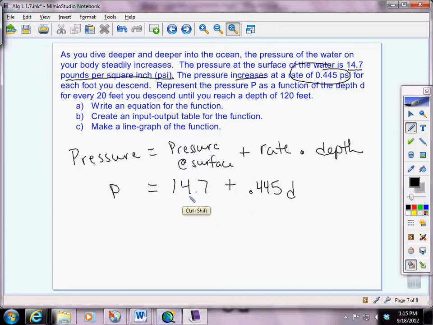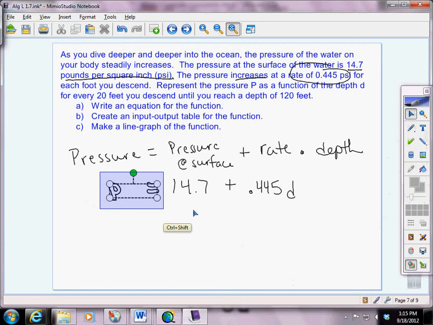Again, our starting pressure right here says as you dive deeper and deeper in the ocean, the pressure steadily increases. We're starting at 14.7, and then it's increasing by this rate. So that's our equation. Now we can take this equation and we can write an input-output table.